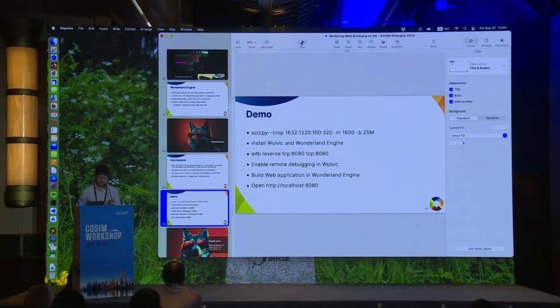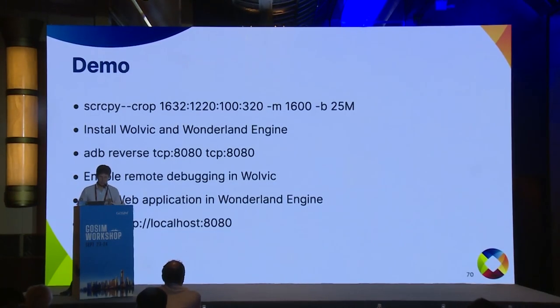So this is basically what I just mentioned about the demo details: scrcpy to be able to copy the screen, and then using Wolvic, Wonderland Engine, and ADB reverse, so as to be able to access the web server on the laptop from the VR device, and enabling remote debugging. Then you can just build a web application with Wonderland Engine and access it in Wolvic through the localhost:8080 URL. And this gives you, as I mentioned, a very interesting, very quick development experience.